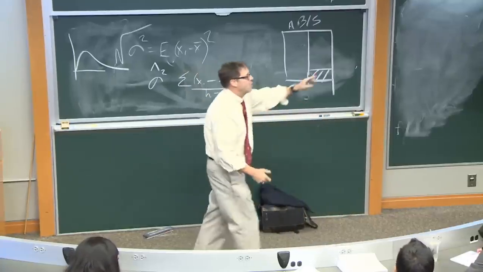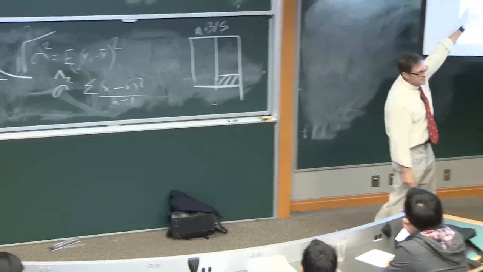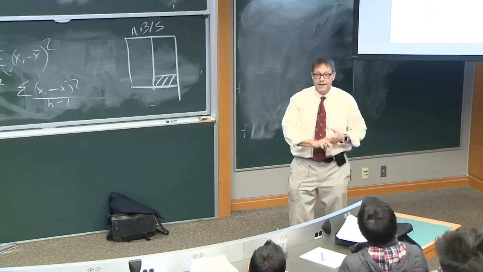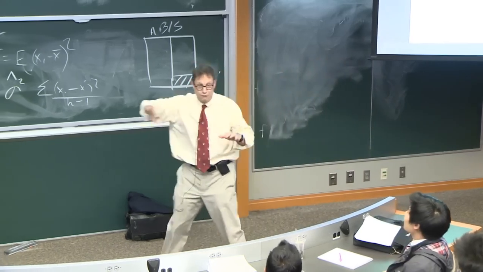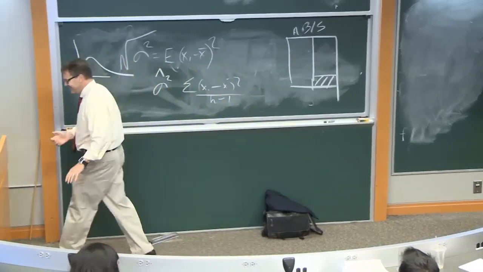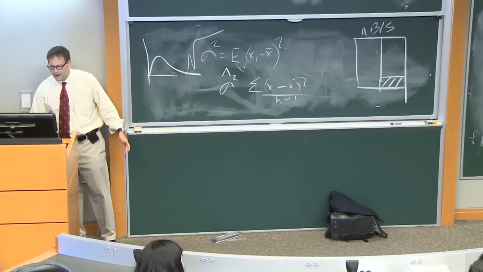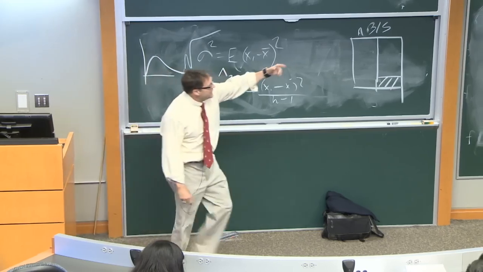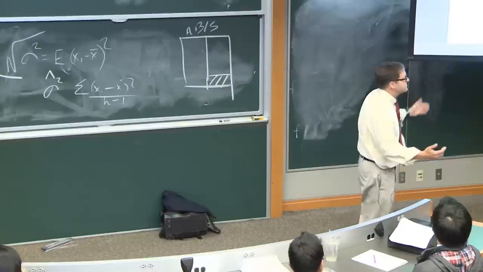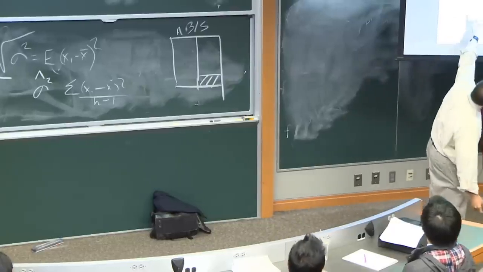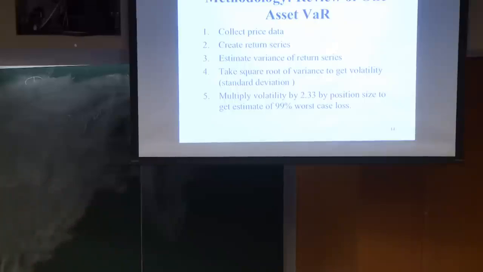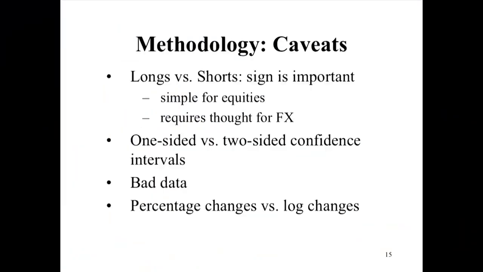We do extensive error testing because there could be bad data, there could be missing data. And missing data is a whole other lecture that I give. All right, so for one asset VAR, get my data, create my return series: percentage changes, log changes, sometimes absolute differences. Take the variance, take the square root of the variance, multiply by 2.33. Done and dusted, go home, take your shoes off, relax.